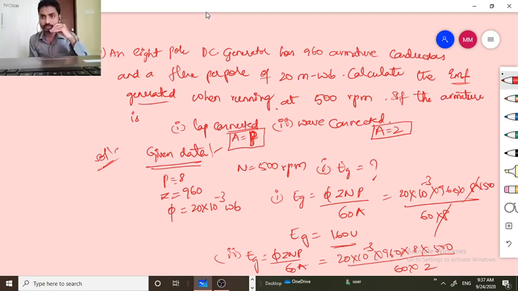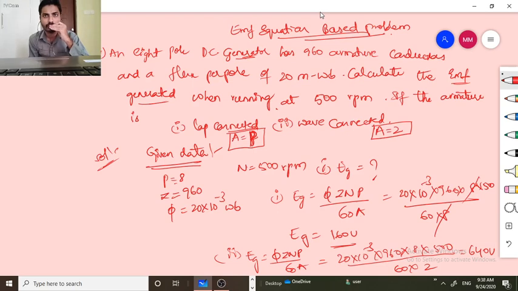In this way you can do these kinds of problems based on the EMF equation. This problem is on the generator EMF equation. These kinds of problems may be asked in examinations in order to find out the EG equation. So in this way you have to calculate. So this is about this particular equation, so I am erasing this.